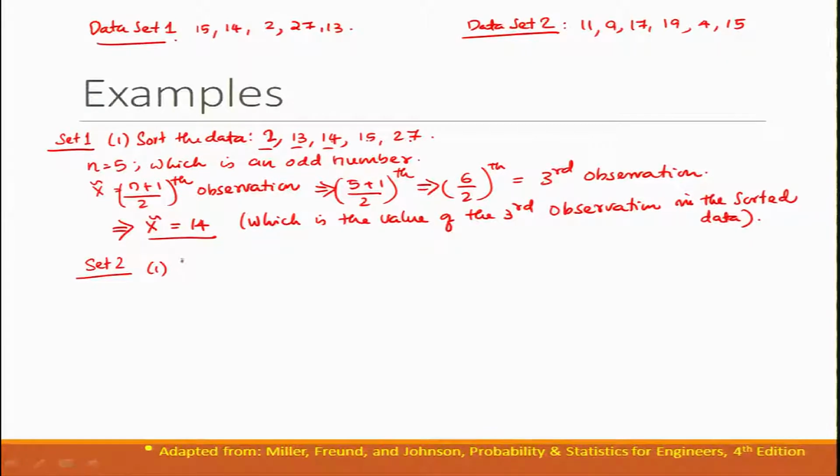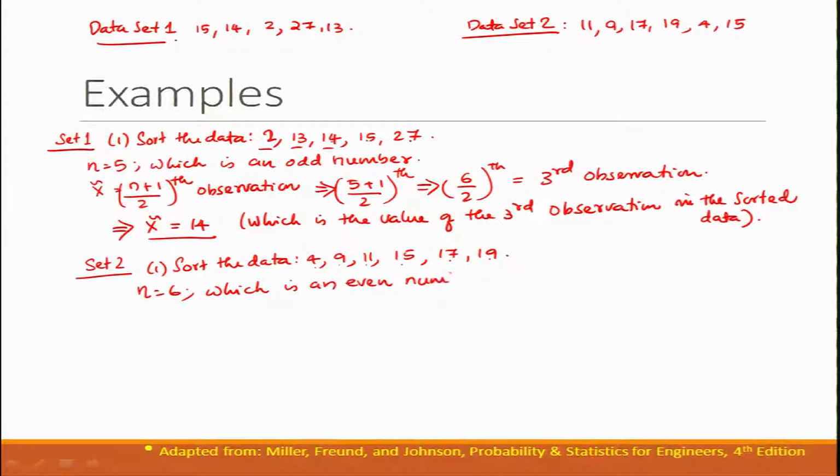Again, step one, sort the data. Sorting gives us 4, 9, 11, 15, 17 and 19. So the value of n is 1, 2, 3, 4, 5, 6, n equal to 6, which is an even number. This is a number that is divisible by 2. So then what do we do?